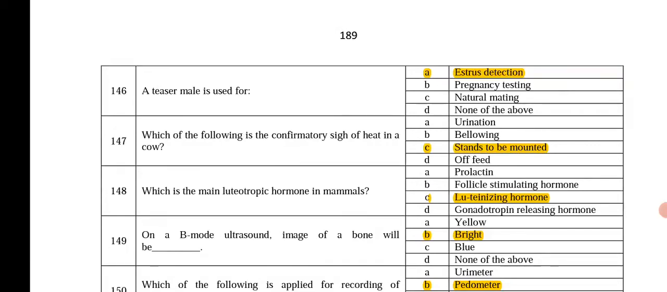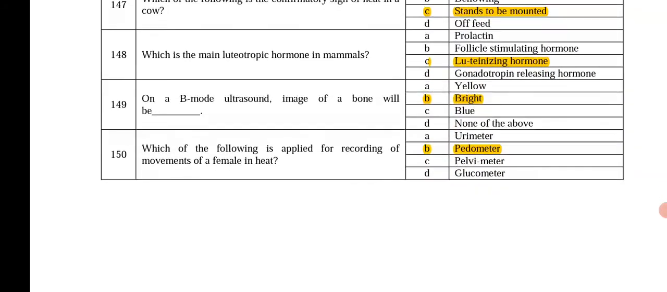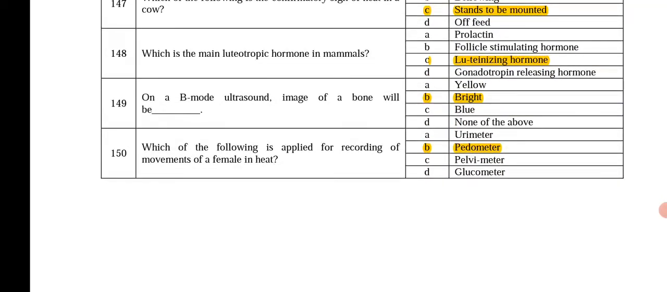Which is the main luteotropic hormone in mammals? Luteinizing hormone. On a B mode ultrasound, image of bone will be bright. Which of the following is applied for recording of movements in female in heat? Pedometer.